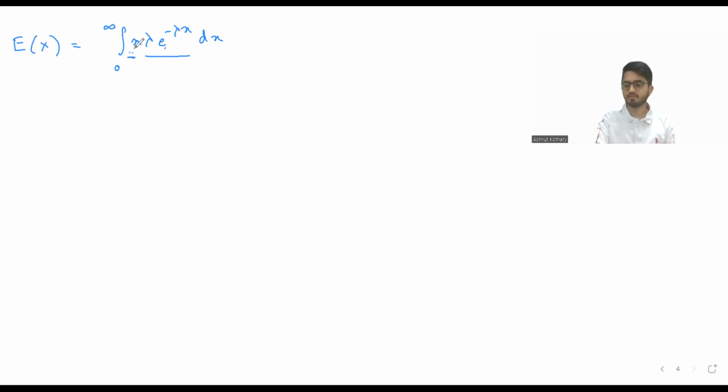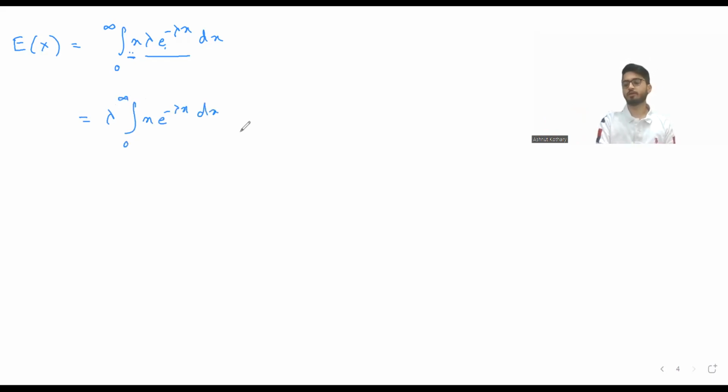See, when it is x, you need to apply integration by parts once. When you are calculating expectation of x square, you would have to apply integration by parts 2 times. If it is expectation of x to the power 5, you have to apply it 5 times. That will become extremely lengthy. So the shorter, more efficient way of doing this is: this comes out to be the integral of x e to the power minus lambda x dx from 0 to infinity.